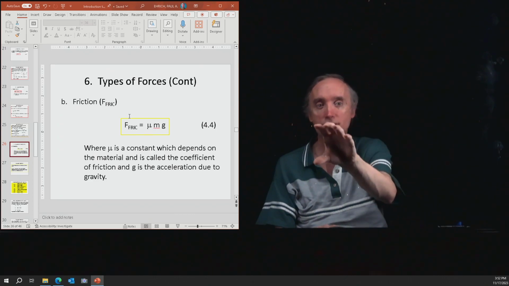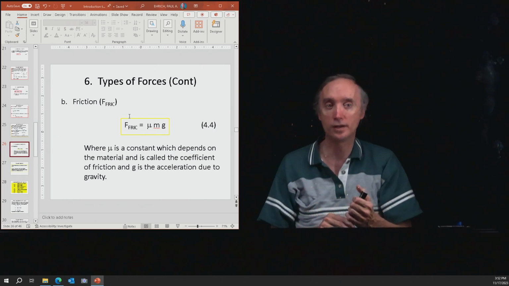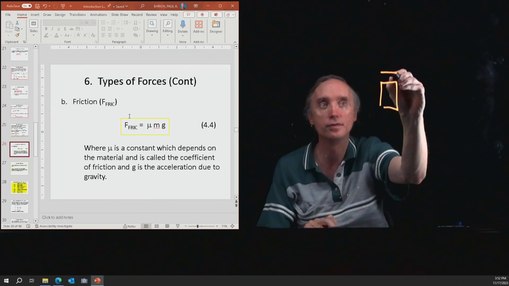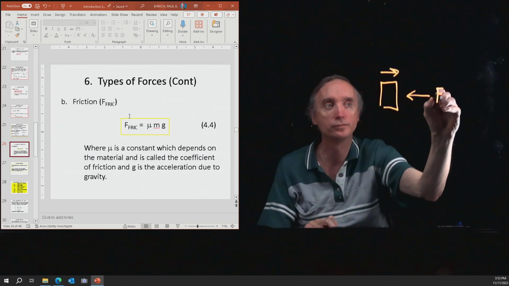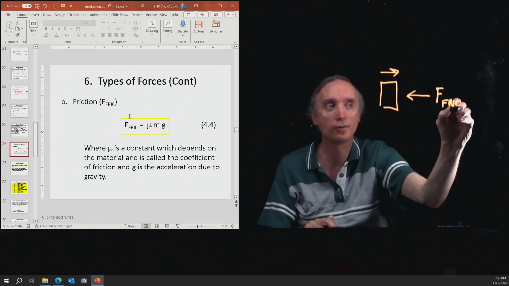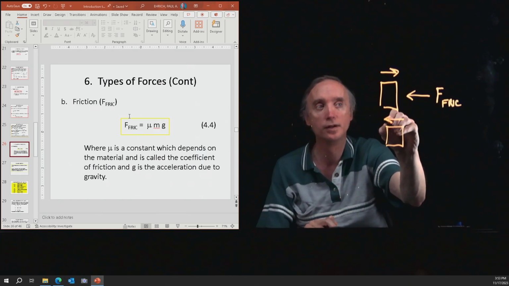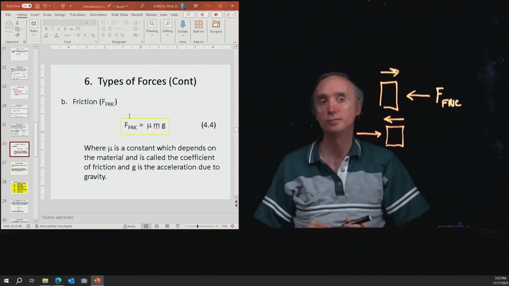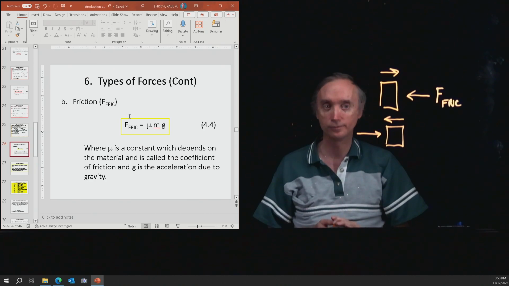So the box comes to a stop because there's another force acting on it, and that's the force of friction. The force of friction always opposes motion. If you've got a box and it's trying to go in this direction, then the force of friction will be this way, in the opposite direction. If the box is trying to go this way, then the force of friction is going to be that way. So it always opposes motion, and it will always slow down the motion of the object.